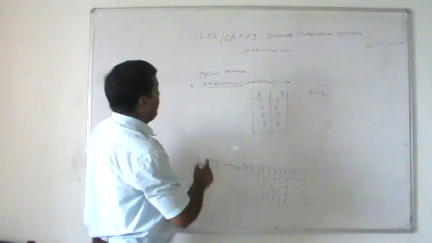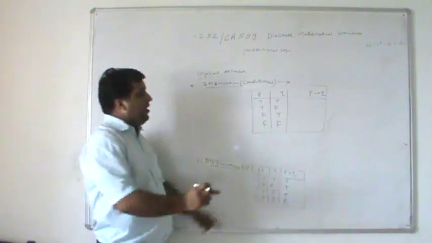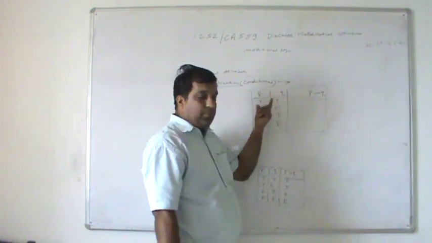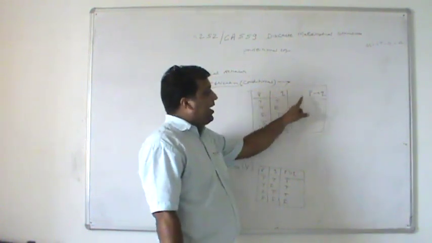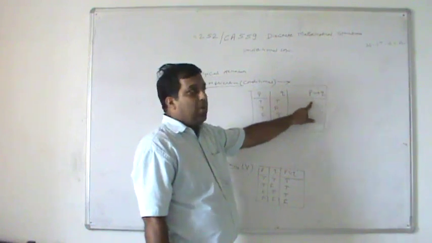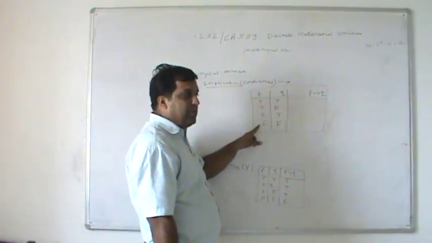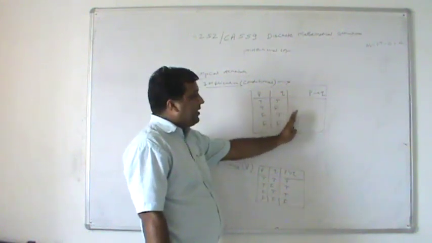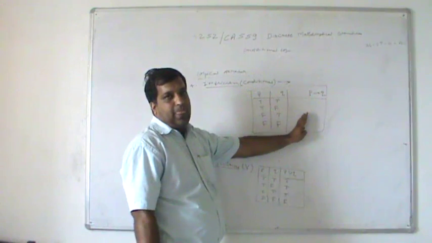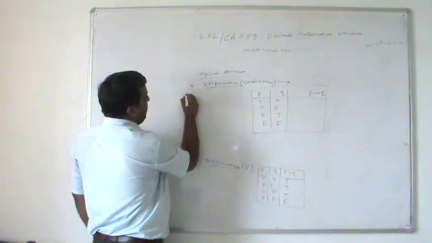Now, in this implication, if both truth values of the two proposition variables P and Q are true, then P implies Q is true. And if the value of P is false, no matter what the value of Q is, the resultant value becomes true. Otherwise it is false. So you have to remember this rule.